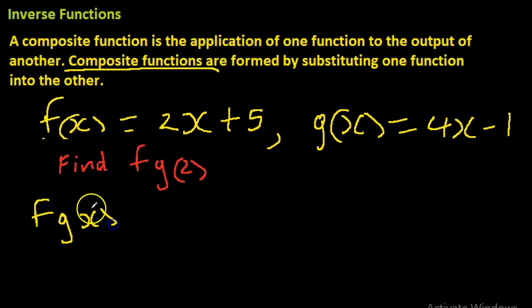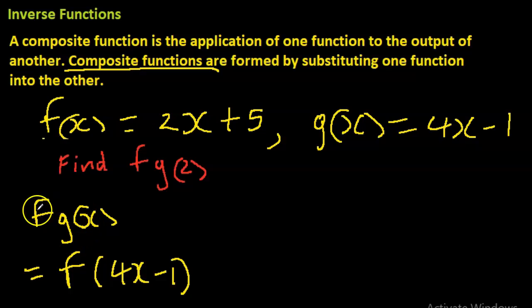And how are these functions found? We substitute one function into the other. So you substitute the one on the right into the one on the left. Alright, work in the reverse. So you substitute g into f. What do we mean by substituting g into f? So here's f. F is 2x plus 5. We're going to put g into f. It means that in f, we're going to replace the x values with 4x minus 1.